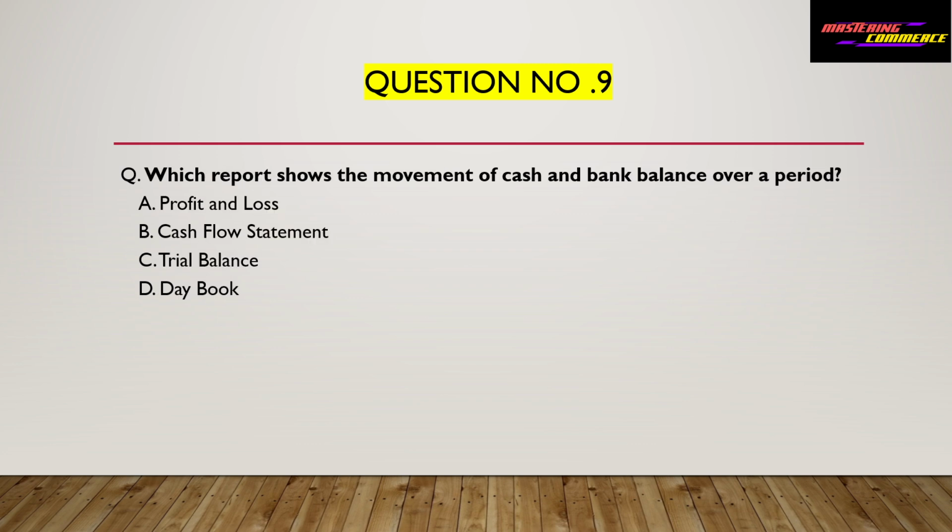Question number 9: Which report shows the movement of cash and bank balance over a period? Profit and loss, cash flow statement, trial balance, day book. So here the correct answer is B, cash flow statement.